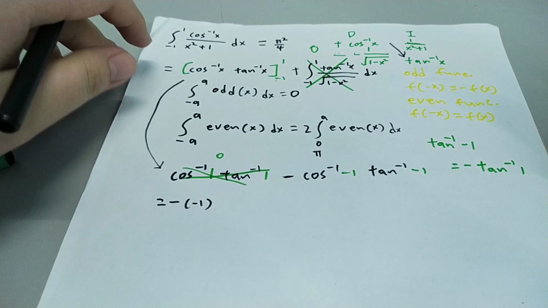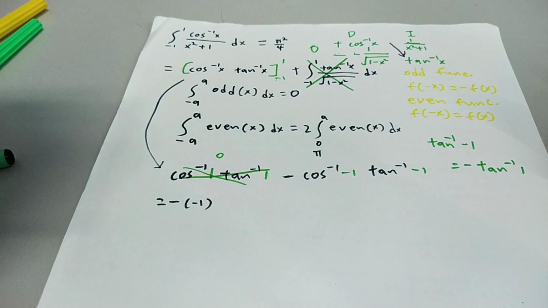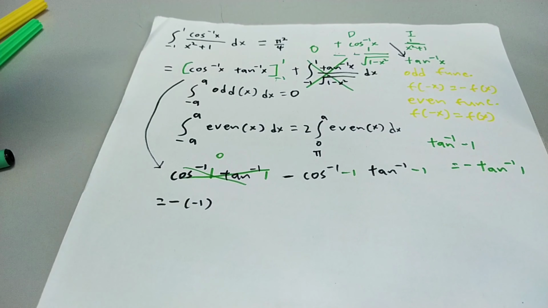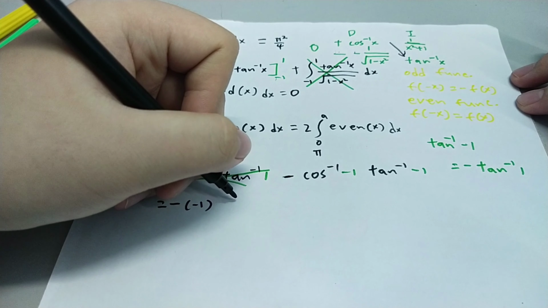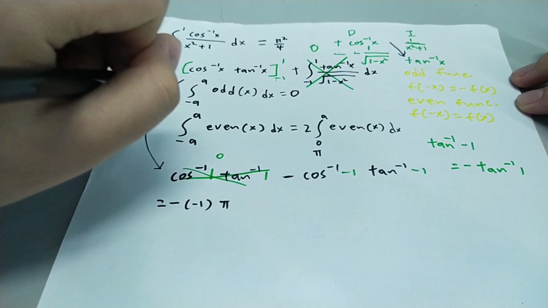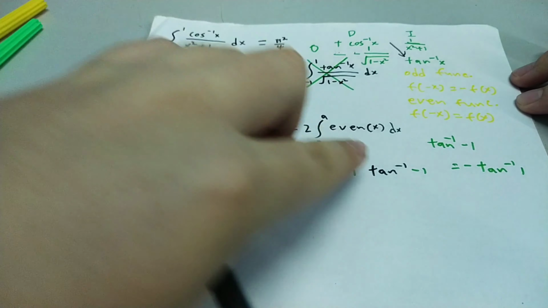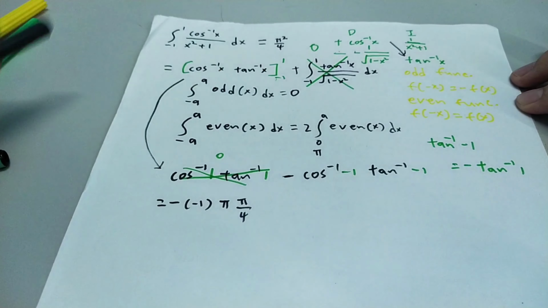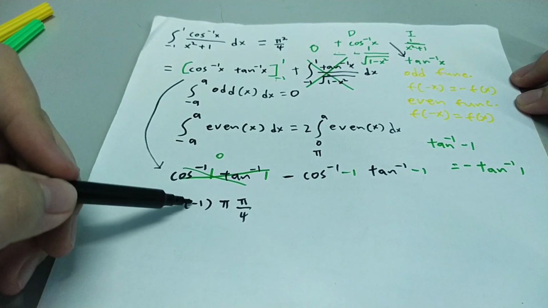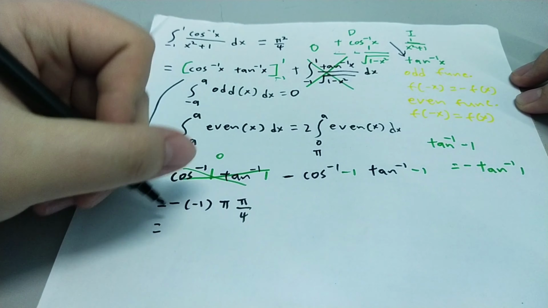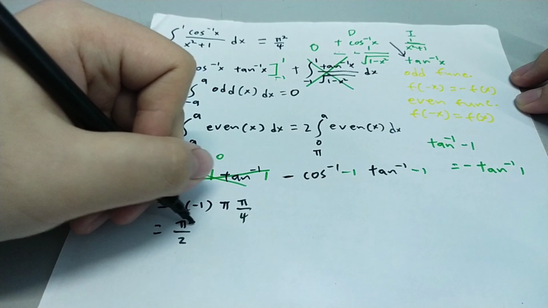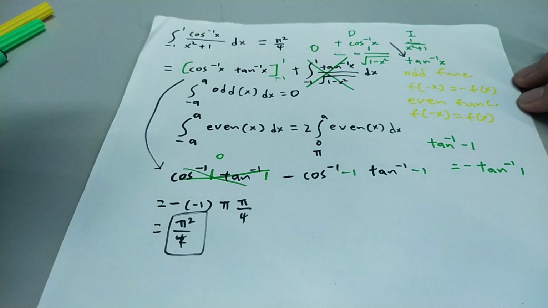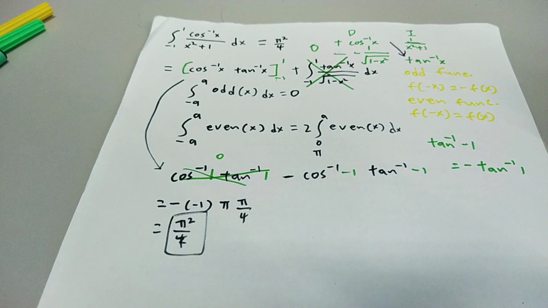Now remember, inverse cosine is neither odd nor even. So inverse cosine of negative 1 is going to be equal to pi, and inverse tangent of 1, because I already plucked out the negative, is going to be pi over 4. So negative times pi over 4 results in pi squared over 4, and this is the beautiful answer for this integral.